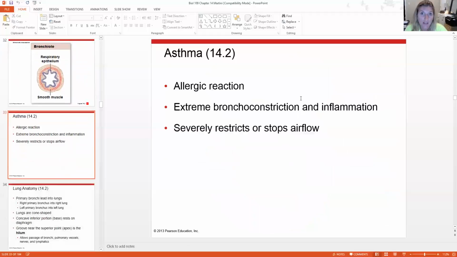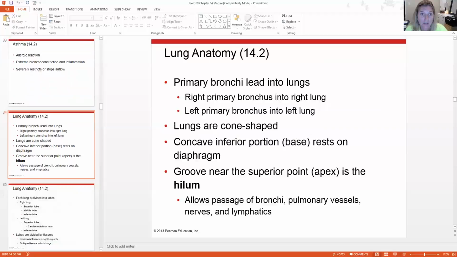Asthma is a condition that's an allergic reaction which can cause extreme bronchoconstriction and inflammation and can severely restrict or even stop airflow. Very dangerous.